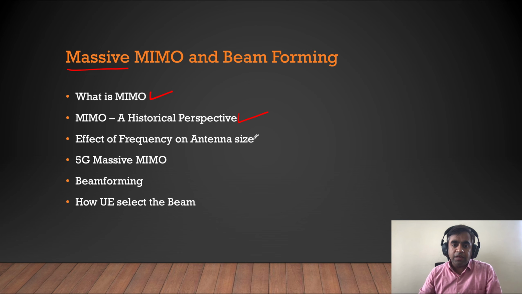Is there any effect of the frequency on the antenna size? Because 5G, as we had seen in the previous lectures, uses a wide band of frequency. So when that goes to the antenna, is there any impact on the size? We will look at that. Then we will come to 5G massive MIMO. We'll cover another adjacent concept, which is beamforming. And then we will end our lecture with how a UE selects the best beam that is available to it. So with that, let's start our third lecture in this series.